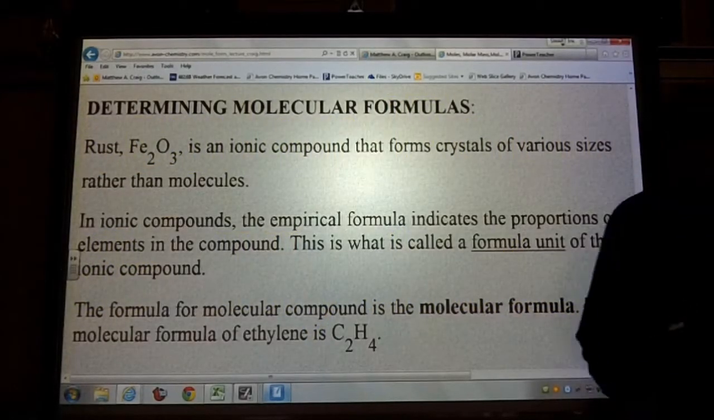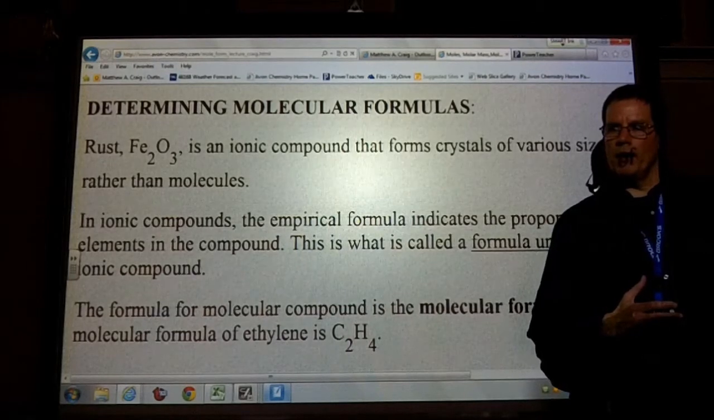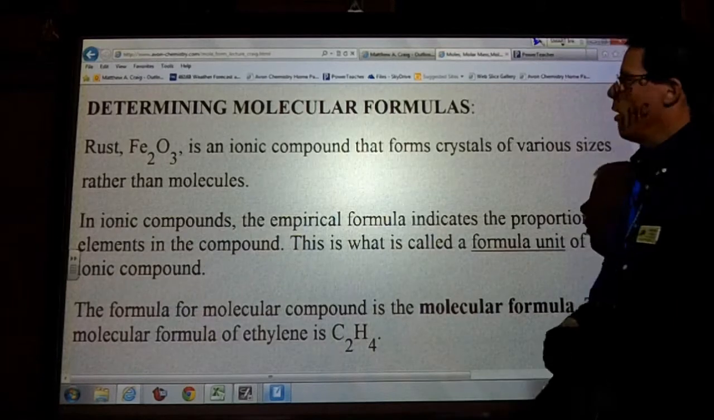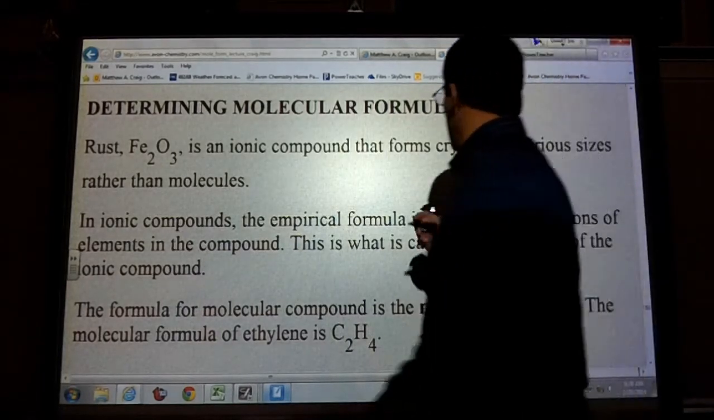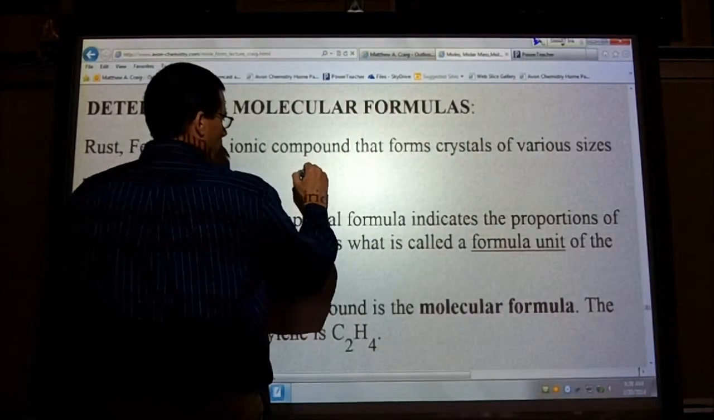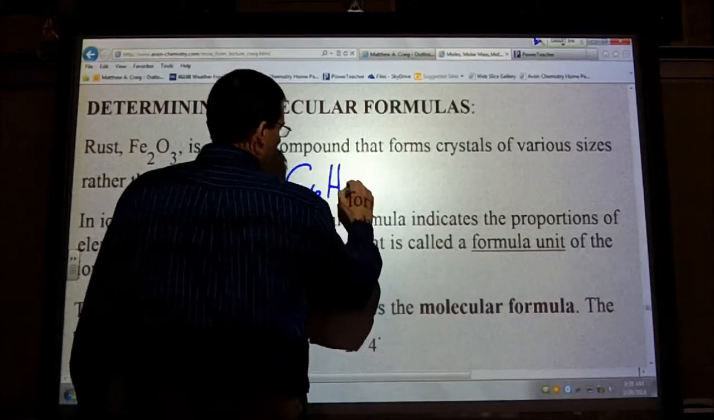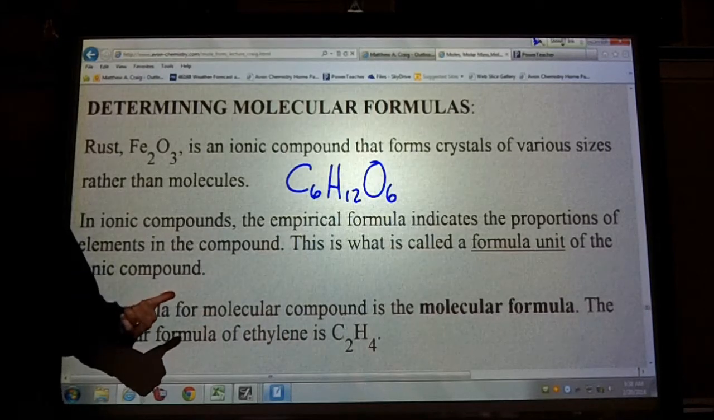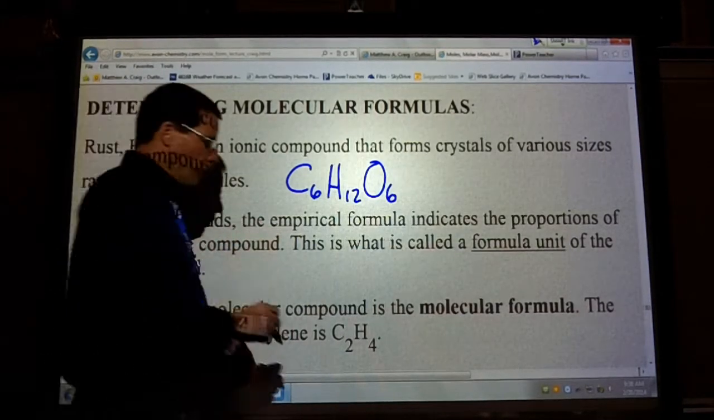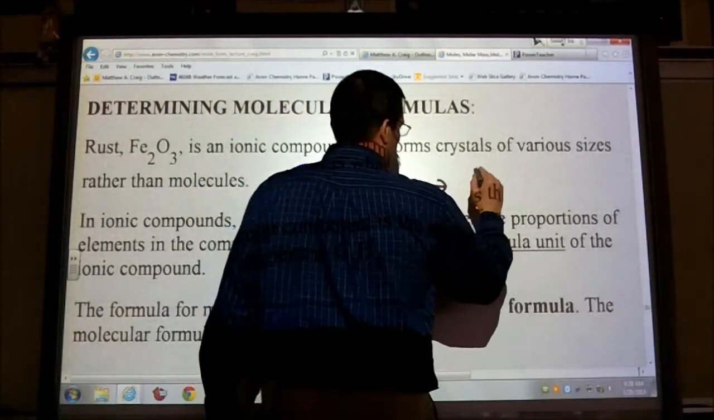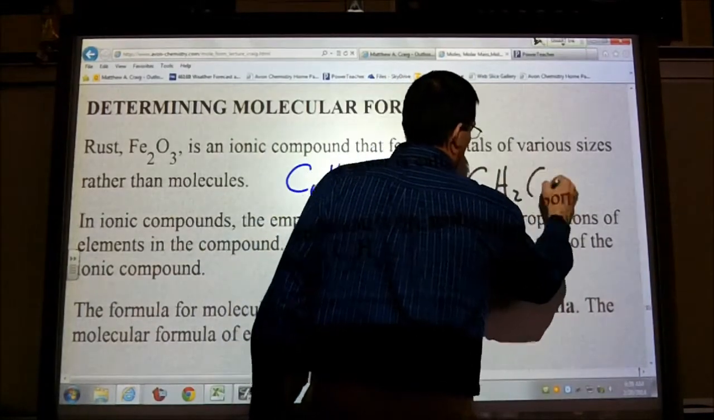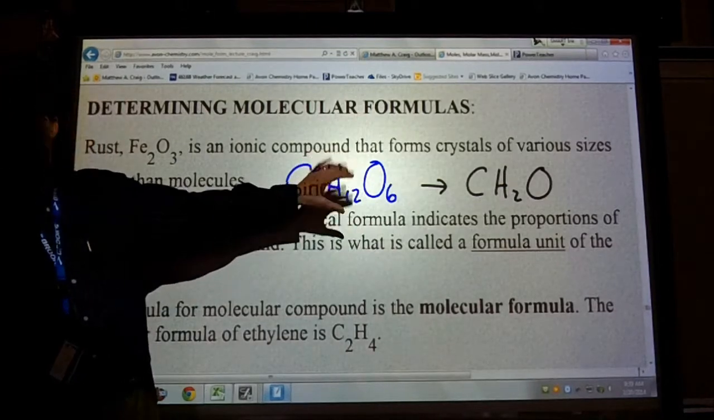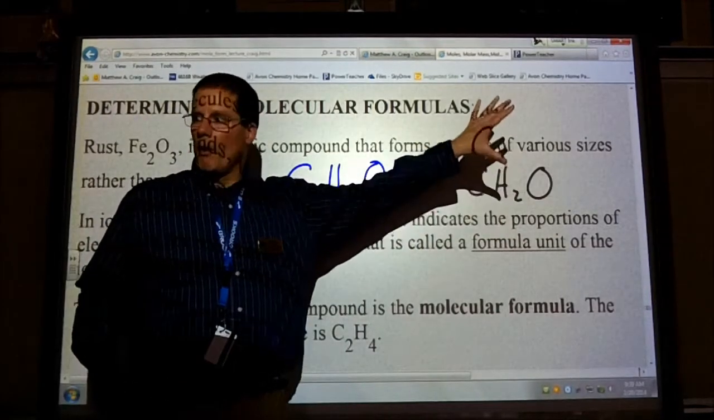Molecular formulas, a little bit different but kind of the same as what we did the last time we met. Last time, we dealt with empirical formulas. If I had a compound, say C6H12O6, is that the empirical formula for glucose? No, because it can be simplified down to look like this. So for an empirical formula, when you're looking at a molecule, we want the smallest whole number ratio.